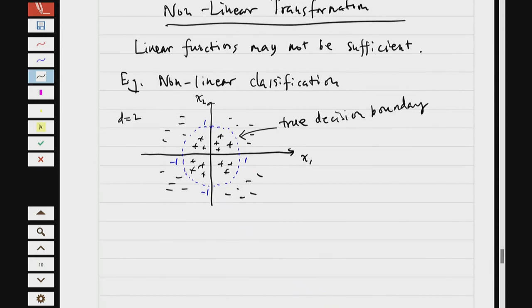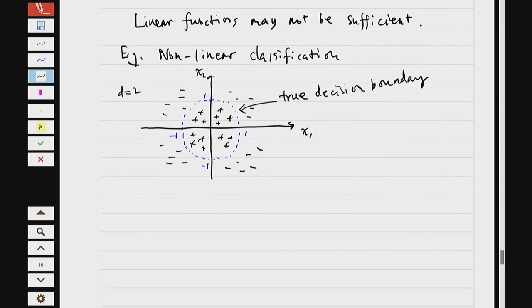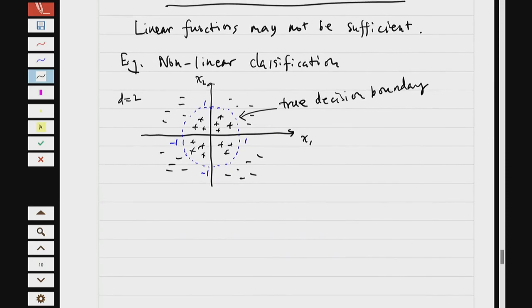So what do we do, right? If we have some hints ahead of time that a circle will separate well, then you can try to transform this space into a linear space. How do we do that? What is this boundary anyways? Can anyone tell me the algebraic expression for this circle? Yeah, x1 squared plus x2 squared equals 1, right? That's what you learned in high school.